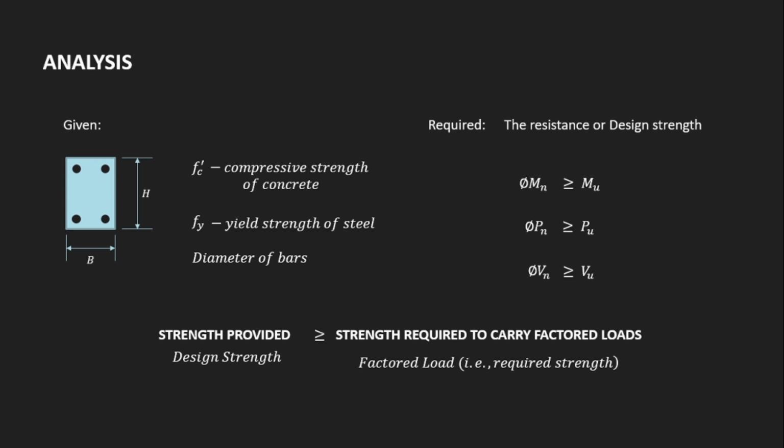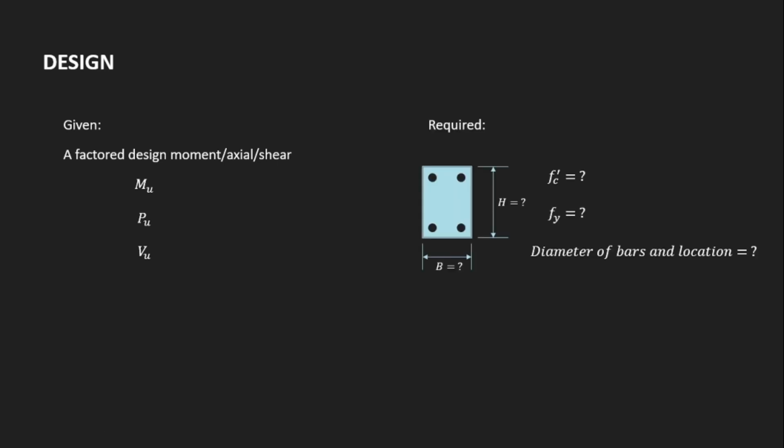Yun yung iniingatan natin. And for design naman, so this time, ito talaga yung real or tunay sa structural design. So yung given lang dito talaga, yung factored design moment, axial, and shear. Yung given is yung Mu or Pu or Vu, pero pag magde-design tayo ng beam, yung given lang is yung Mu. Yung required this time, ano ba yung dimensions of the beam? Ano ba yung width niya? Ano ba yung height niya?